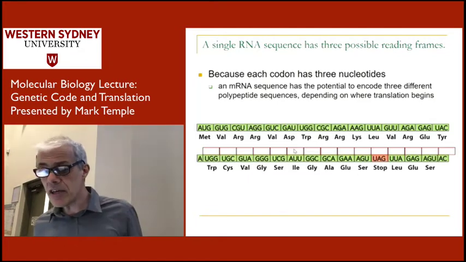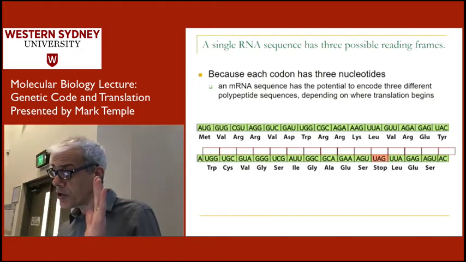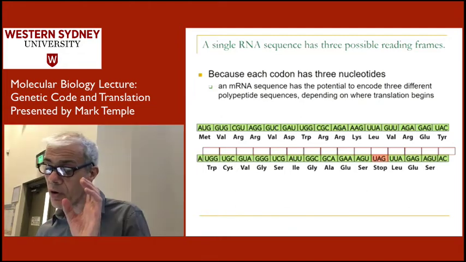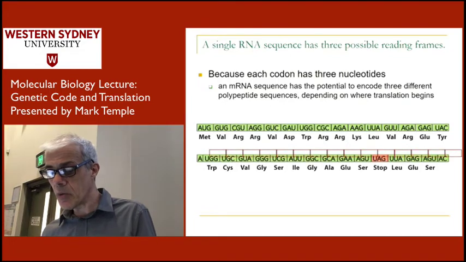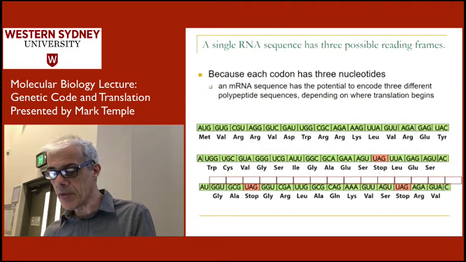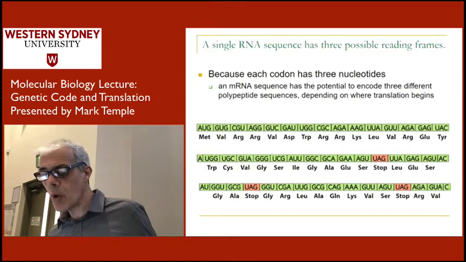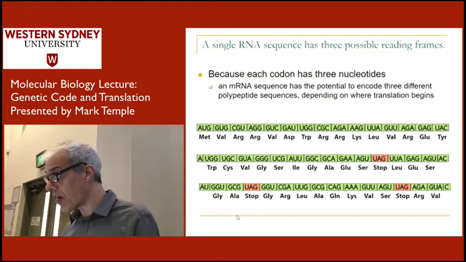All right? And then you can do the same process again. You can slide it one nucleotide to the right along the same messenger RNA to get the third reading frame. And then when you interpret, so there's three ways of reading one messenger RNA.